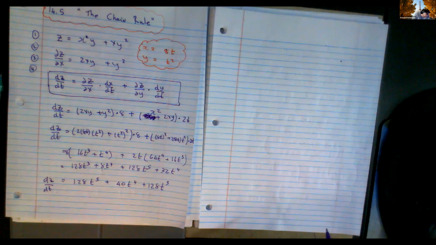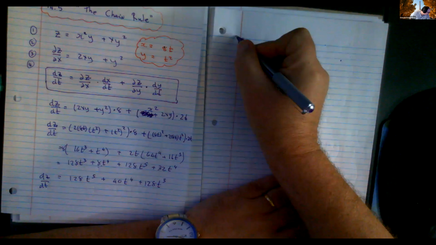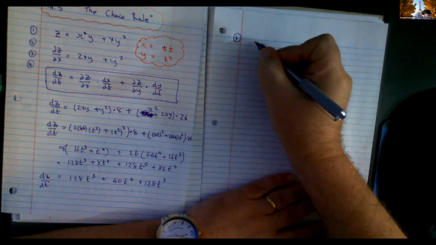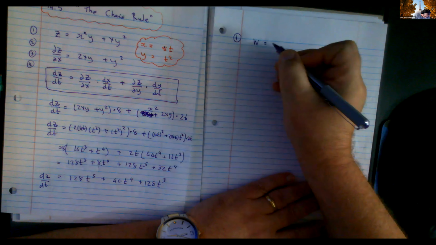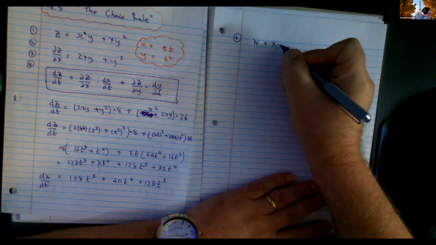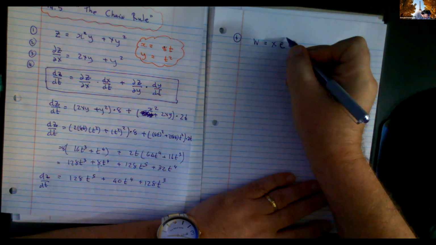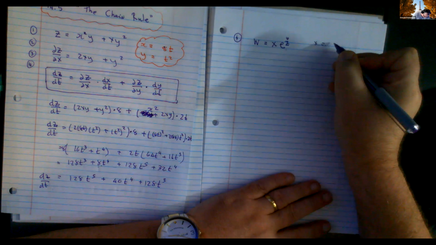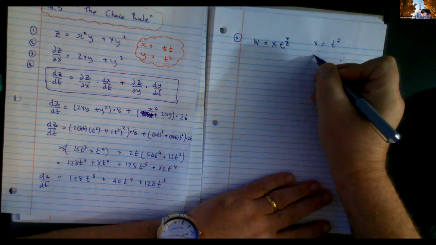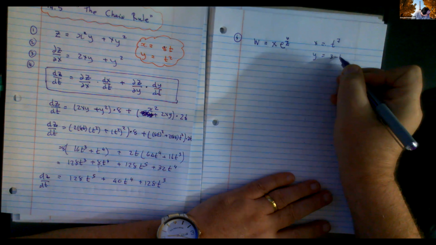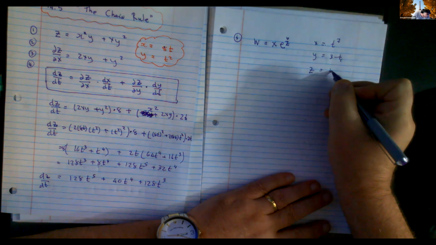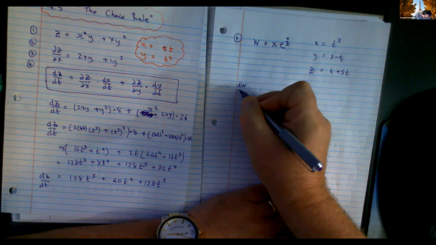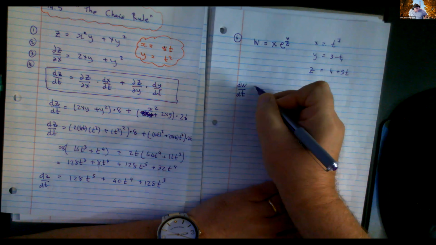The last one of this is question 4. And we have a function w, which is x e to the power of y over z. And x is a function of t, y is a function of t, and z is also a function of t. And we're being asked to find, using a chain rule formula, that guy.